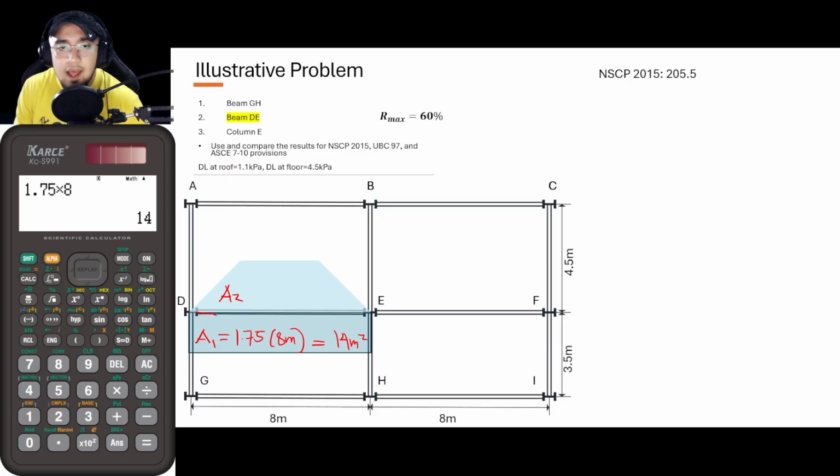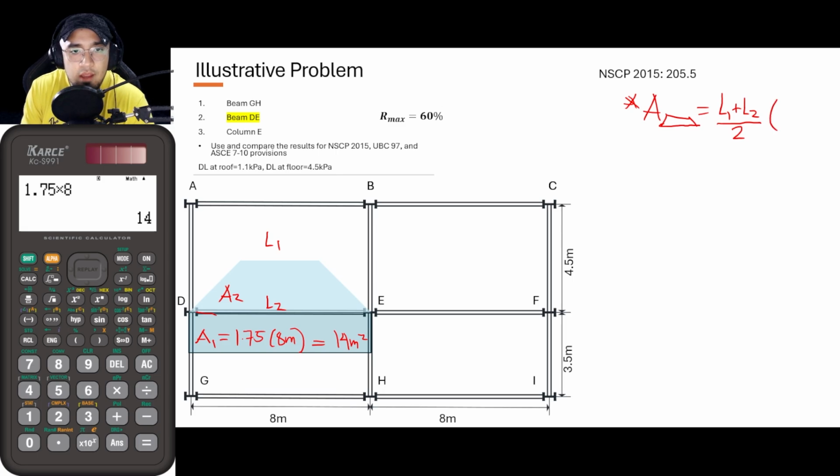And as for the area at the top, as you can see, this is a trapezoid. So the area of a trapezoid is basically the average of both lengths. Let us say that this is length 1 and this is length 2. We will be getting the average of both, so L1 plus L2 all over 2 times the height. The height of the trapezoid in this scenario is 4.5 meters all over 2, and that is equal to 2.25.